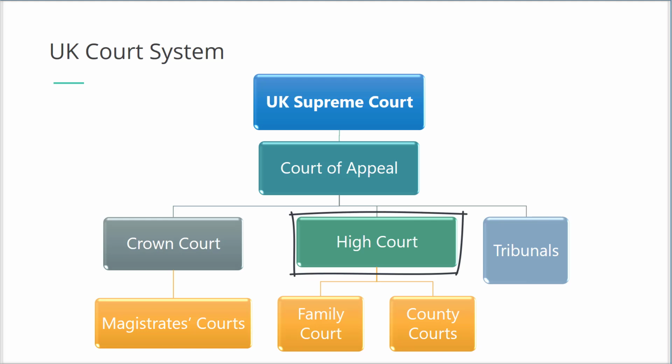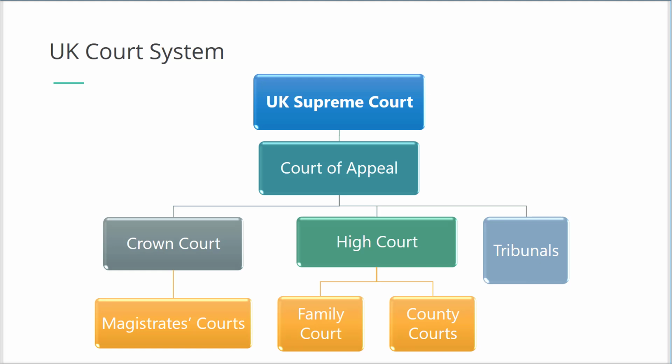The High Court functions as both a court of first instance for high-value civil claims and as an appellate court for civil and criminal cases. It consists of 3 divisions: the Queen's Bench, the Chancery Division, and the Family Division.